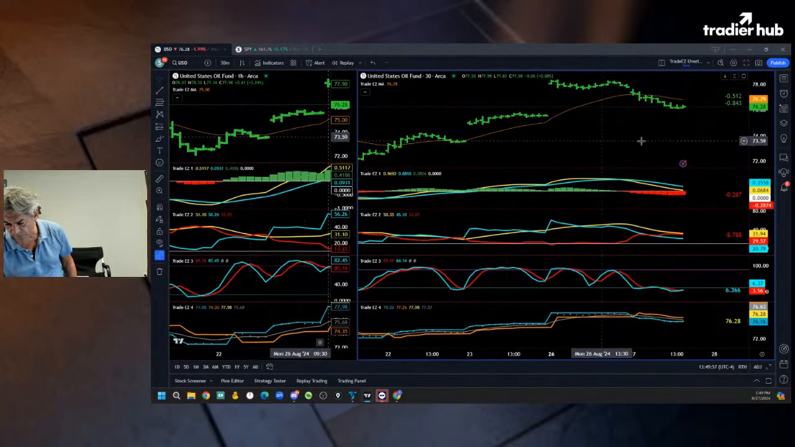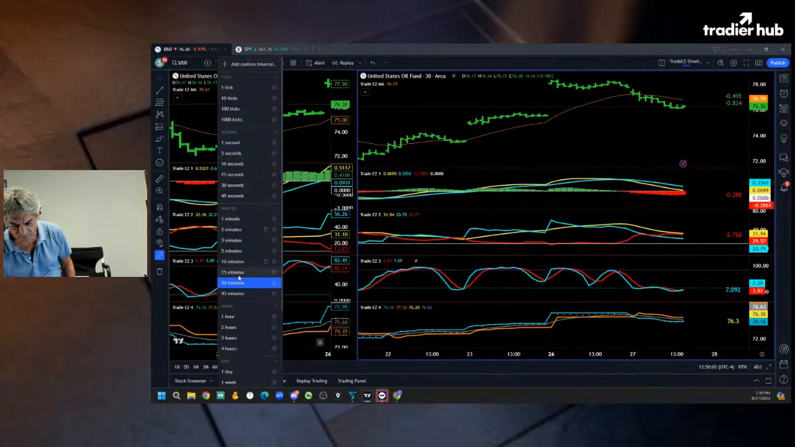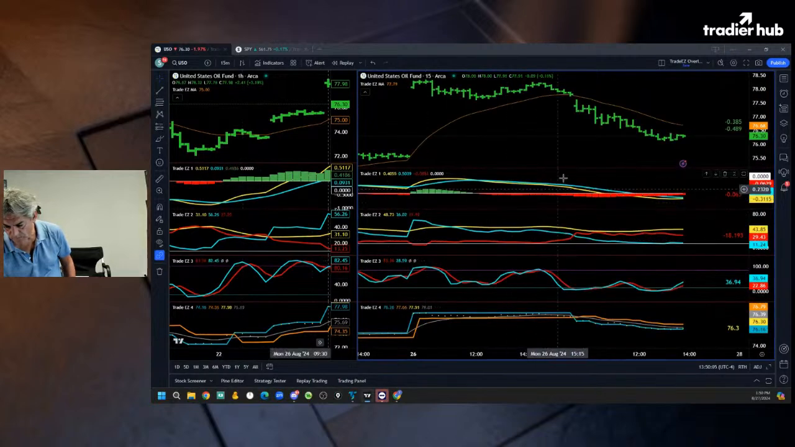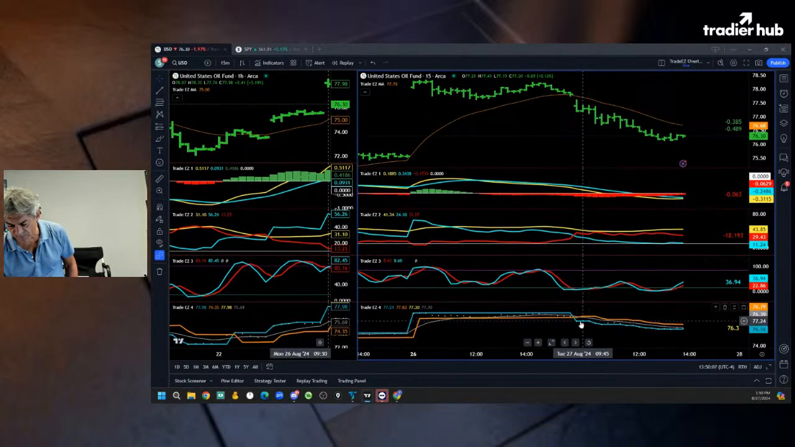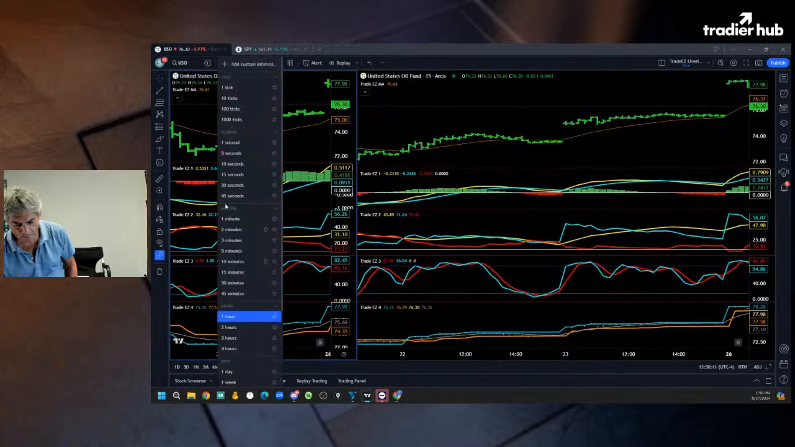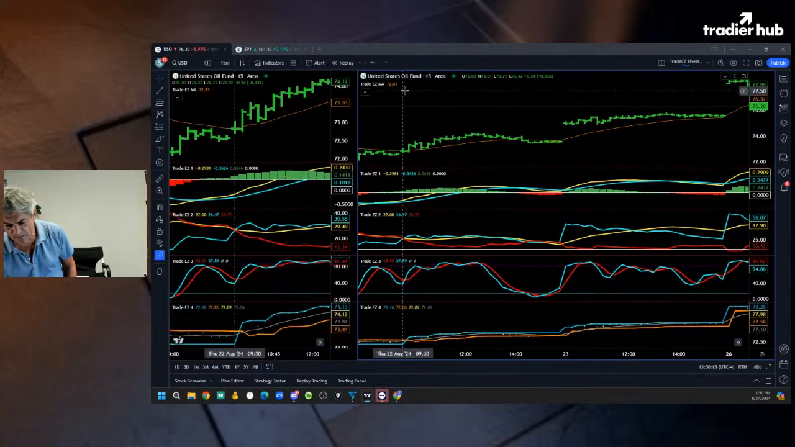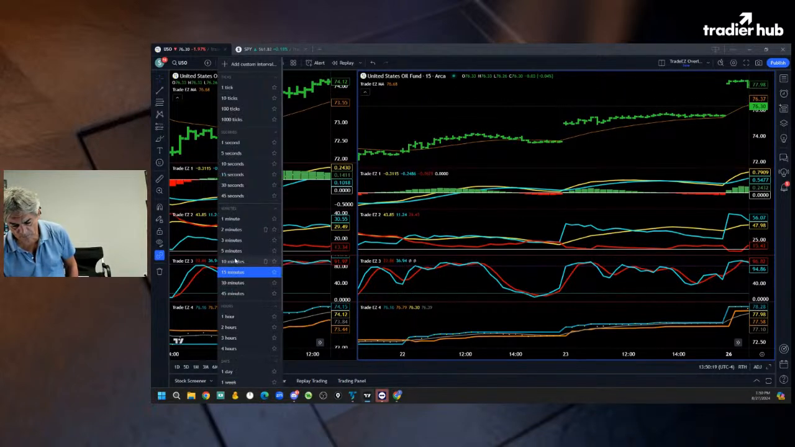Okay, here's the 30. Let me just switch this over to the 15. Here's the 15-minute time frame reversing to sell. And then again, if you're trading oil, here's the 5-minute: nothing but shorts in oil all day. Nothing but shorts.